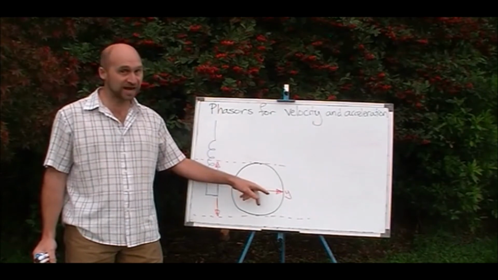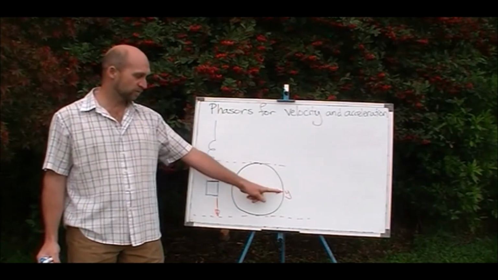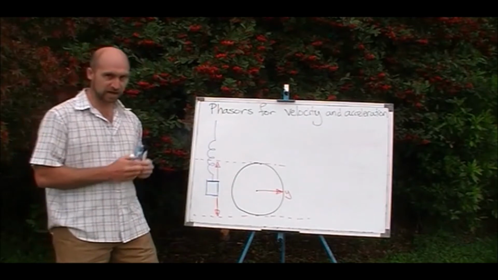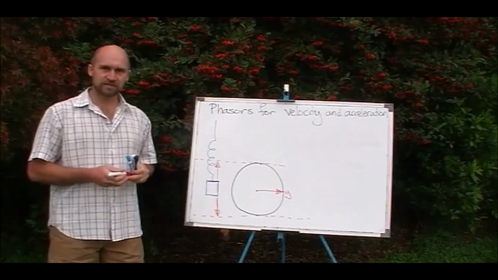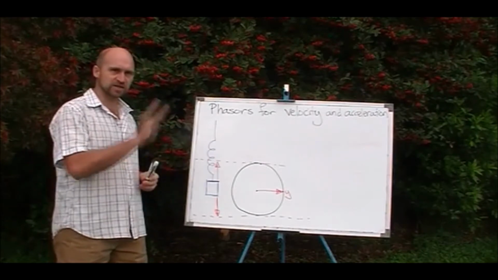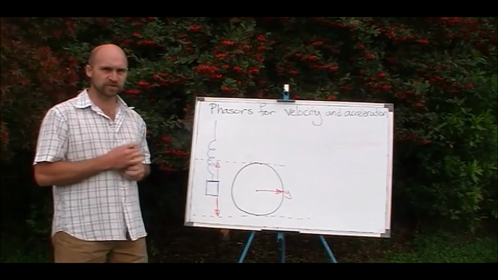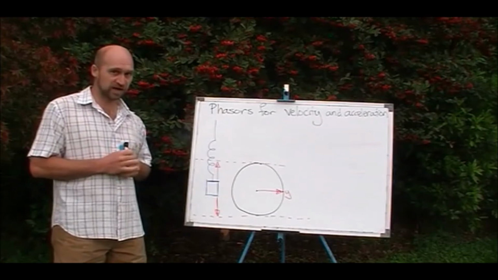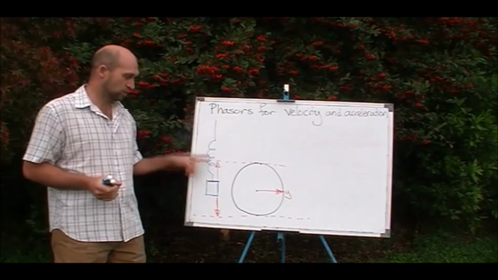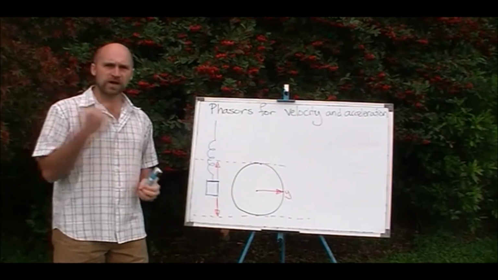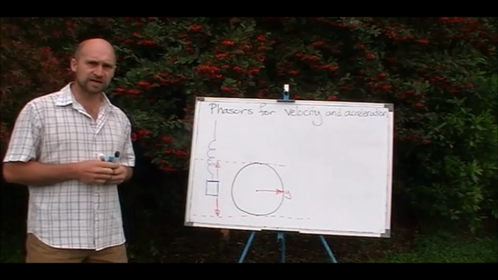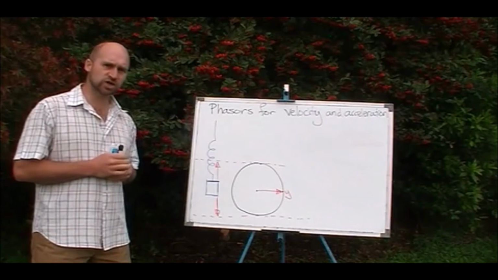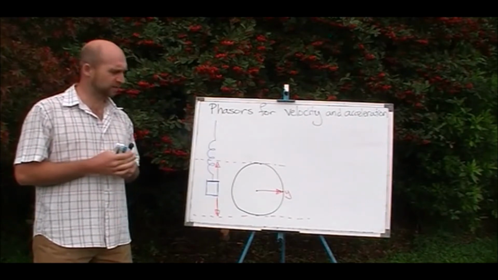phasors rotate anti-clockwise. Therefore, if we model the displacement as a point at the tip of that arrow, then as that phasor rotates anti-clockwise, the vertical position of the tip of that arrow is going to model what the mass is doing. We can also draw phasors for what the velocity and what the acceleration of that body are doing.